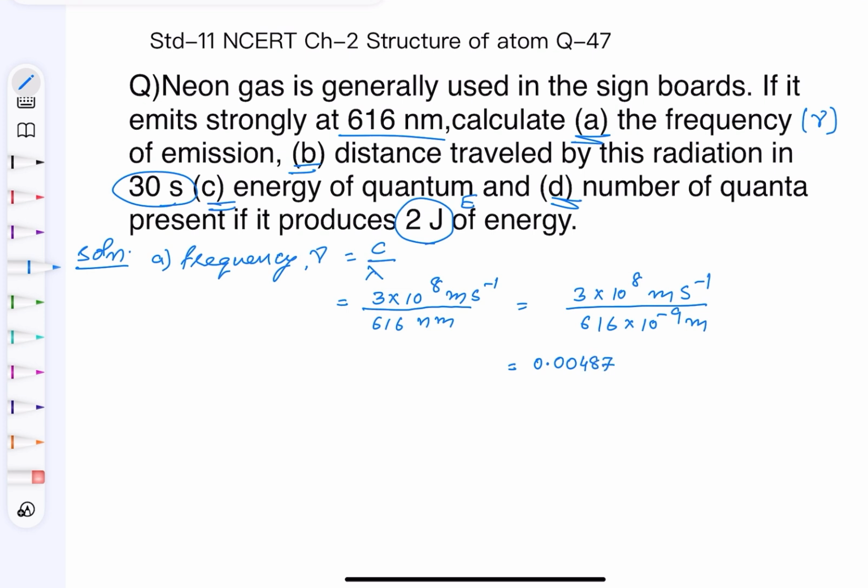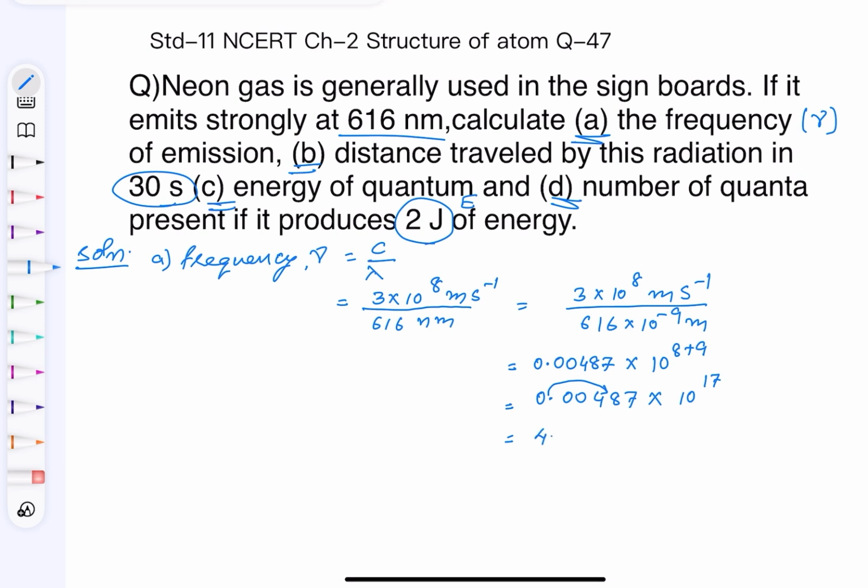Now see that on calculating this, when you divide 3 by 616, you will get 0.00487 into 10 to the power of 8, and 10 to the power of minus 9, which you have in the denominator, will be going in the numerator with plus 9. So you add. So you will be here left over with 0.00487 into 10 to the power of 17.